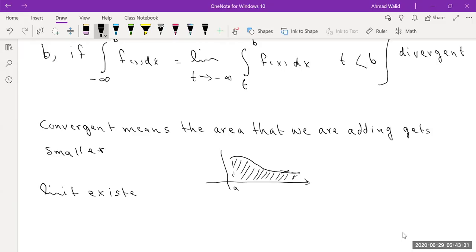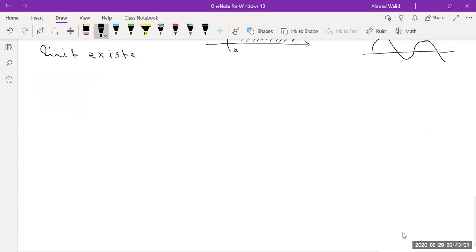Or like the graph of cosine or sine, which goes like this, right? We call this one divergent because it goes up, down, up, down, up, down. You cannot find these areas. That's why we call it what? Divergent, right? Now, using these two cases, I will do an example, or maybe two examples, for you to show how to use them.